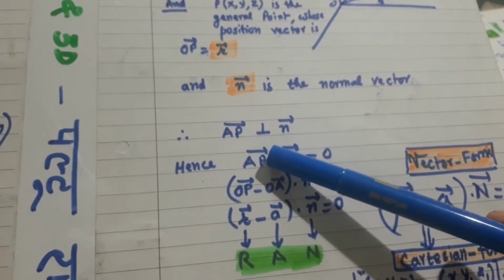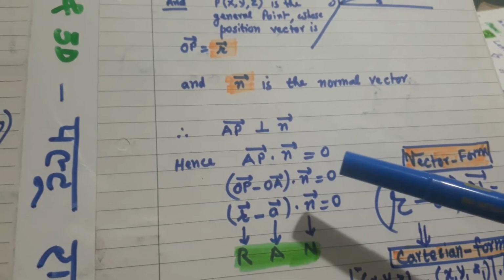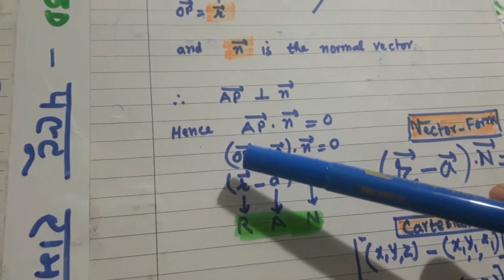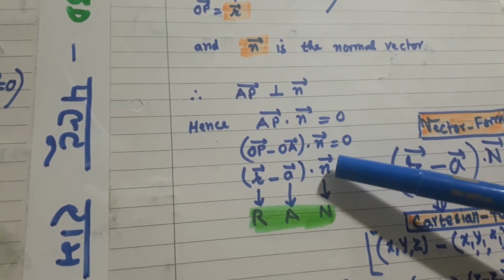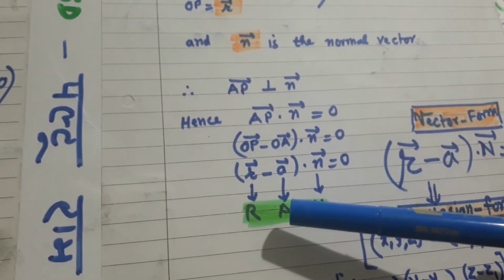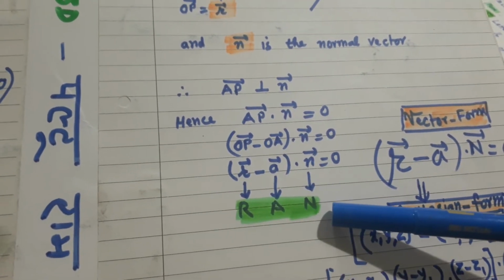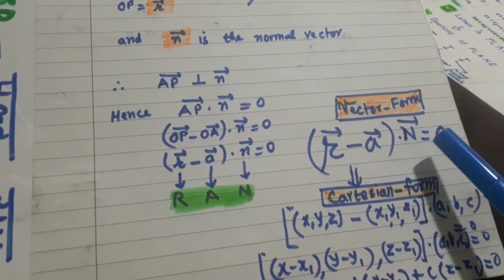AP can be written as OP minus OA. Final point minus initial point. OP minus OA dot N. Now what has it become? OP is R, OA is A vector, this is N vector. So write small r as capital R, small a as capital A, small n as capital N. What has it become? RAN. This is RAN. It was research and development, and the one point form is RAN. So R minus A dot vector N is equal to 0.